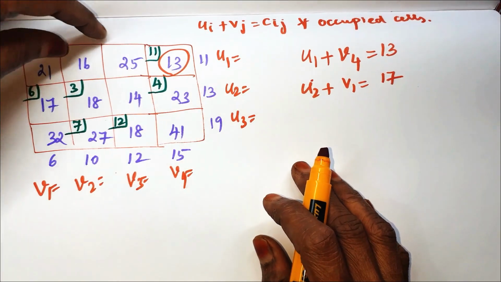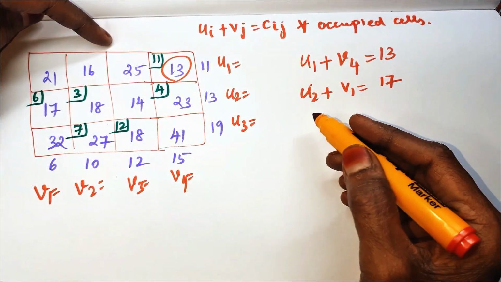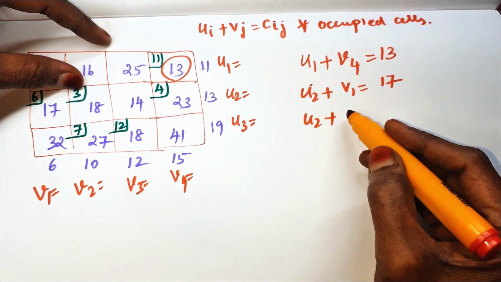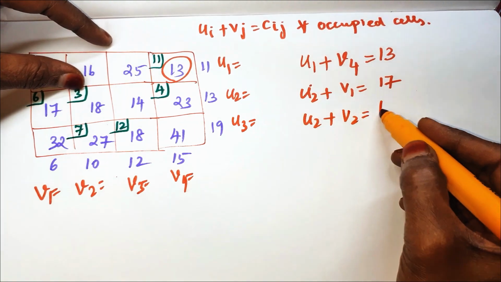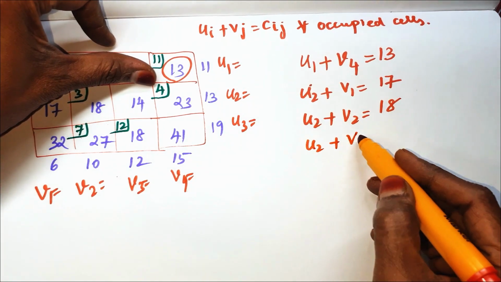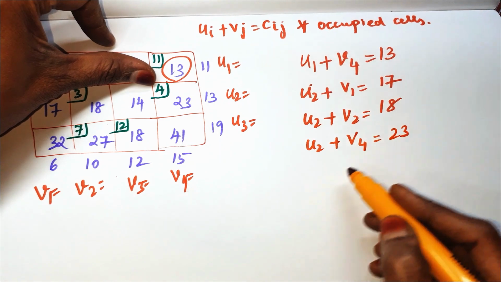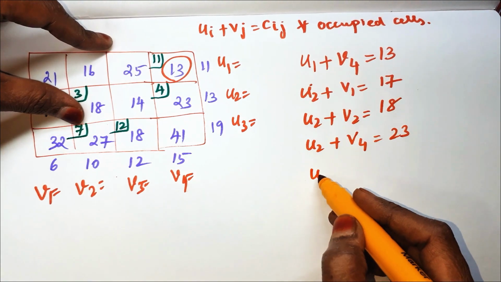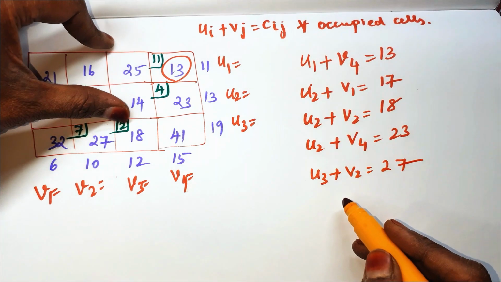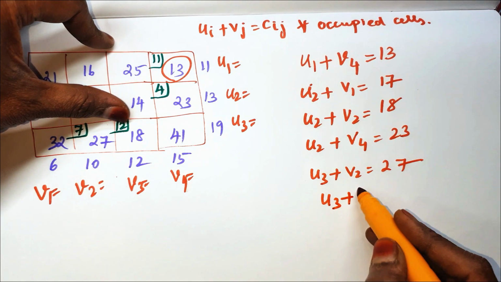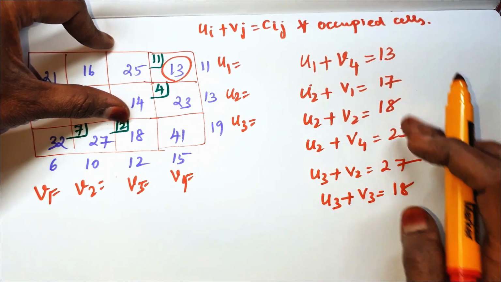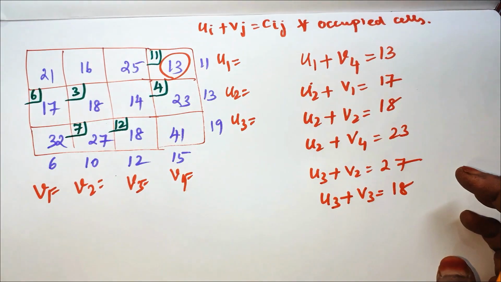So the next, third equation is u2 plus v2 equal to 18. Then u2 plus v4 equal to 23. Then u3 plus v2 equal to 27. Then u3 plus v3 equal to 18. So 1, 2, 3, 4, 5, 6. We got all the 6 equations.